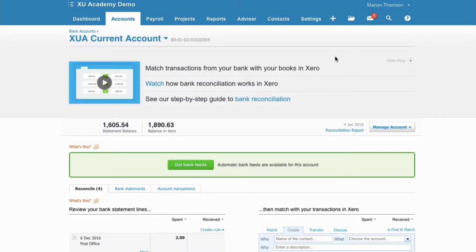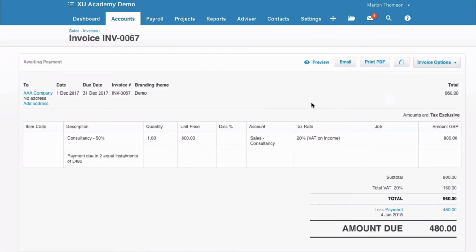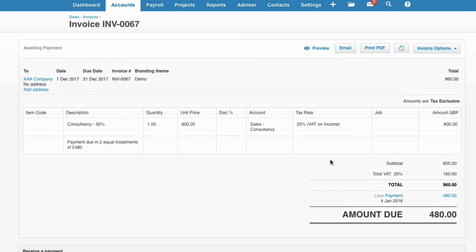Right, I'm just going to show you what's happened to that invoice. Again, back to the search box. Select AAA, find invoice 67. And now when we look at the invoice on the screen, we can see full amount 960, 480 paid, the remaining balance of 480. So that's how you deal with it in Xero when you have a payment from a customer that only relates to part of an invoice.